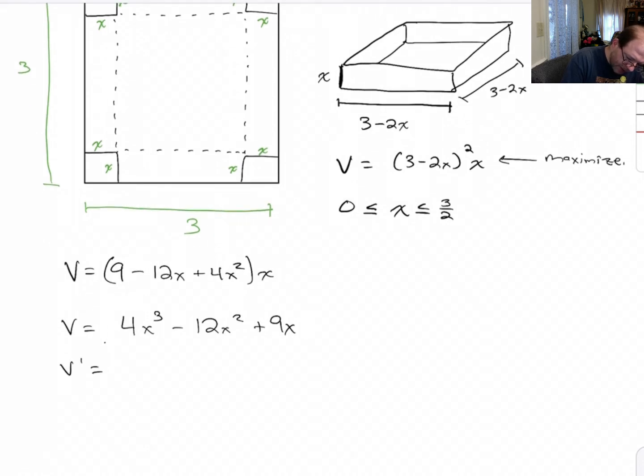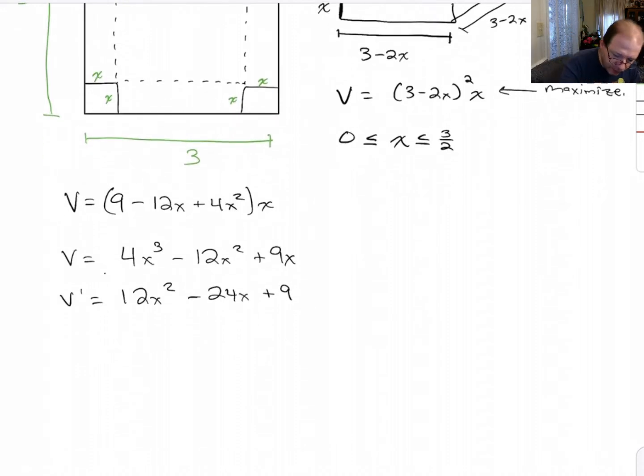And I want to take the derivative of that and find its critical numbers. Because basically what we're doing now is we're finding the absolute max of this function on this interval here. So the derivative is going to be 12x squared minus 24x plus 9. So you've got to set that equal to 0 and solve. Now, first thing I would do is divide everything by 3, and I get 4x squared minus 8x plus 3. And can I factor that? Maybe.